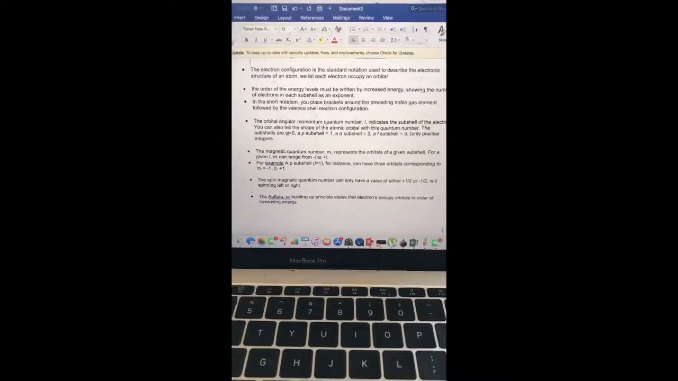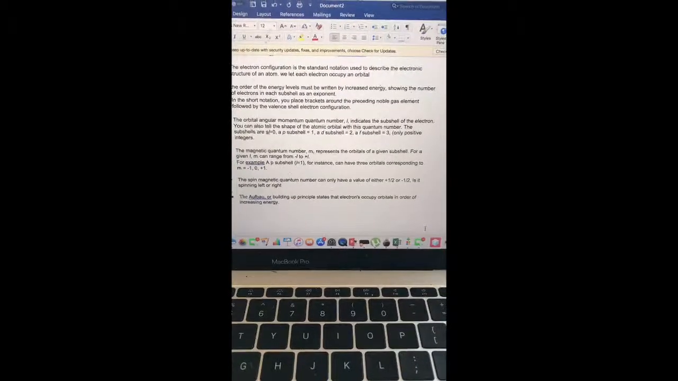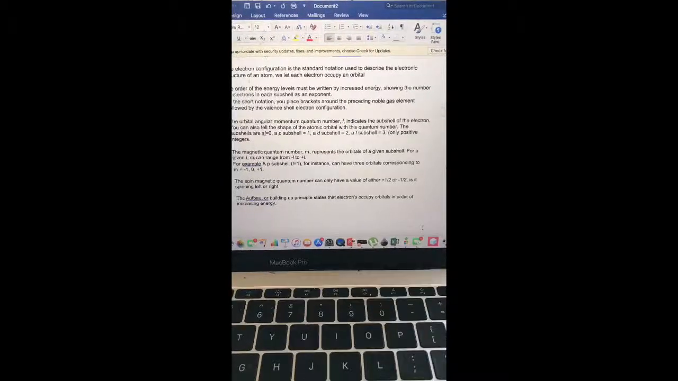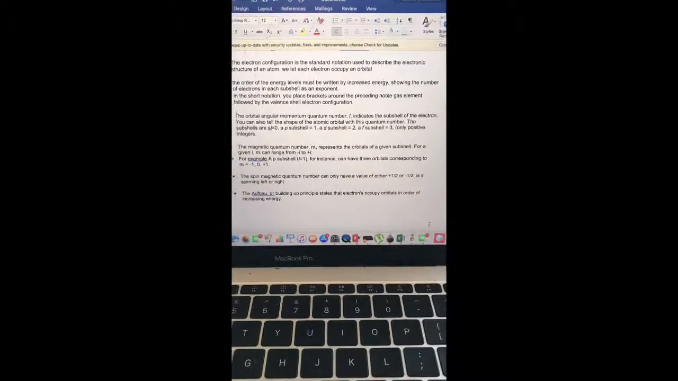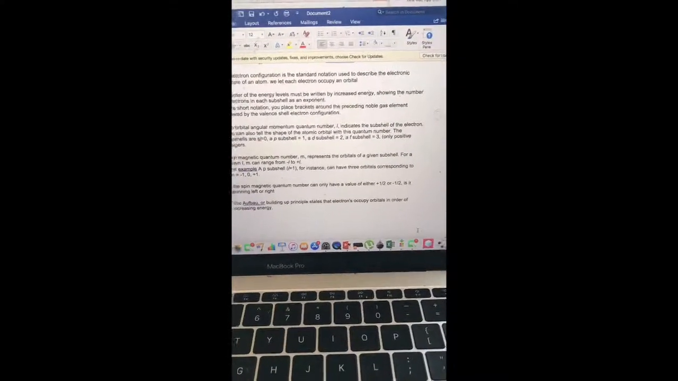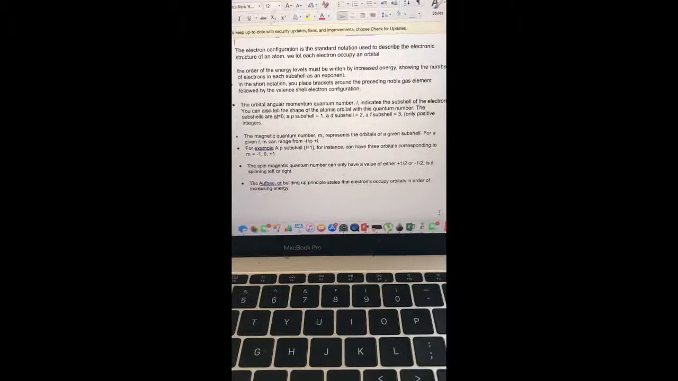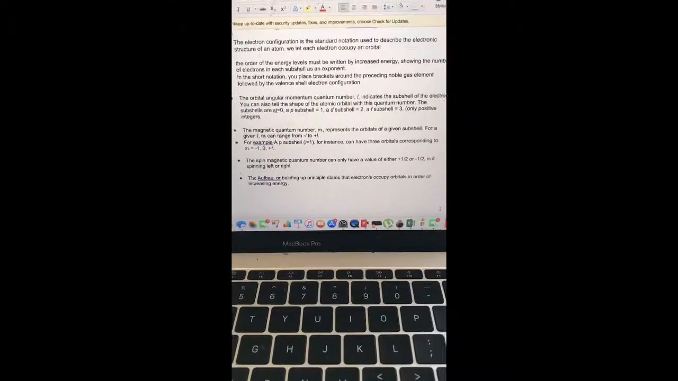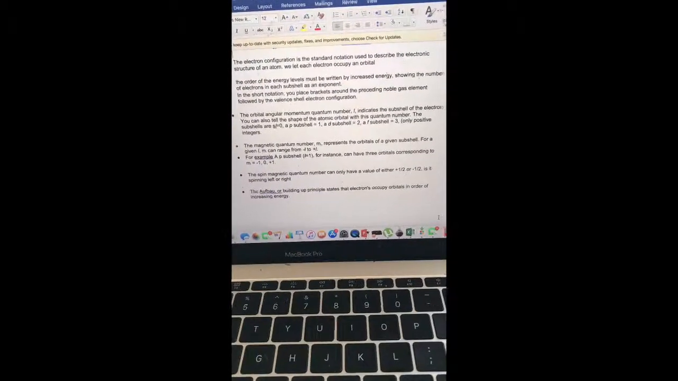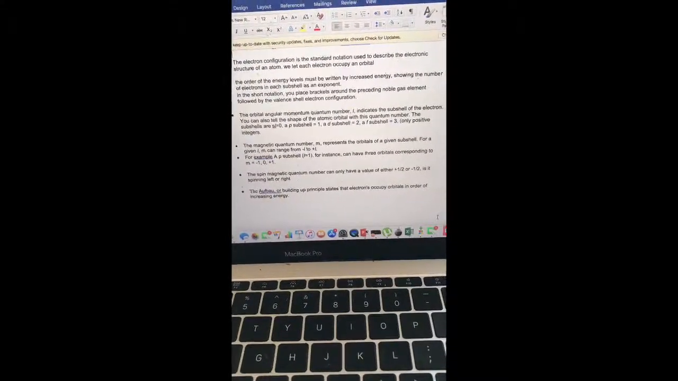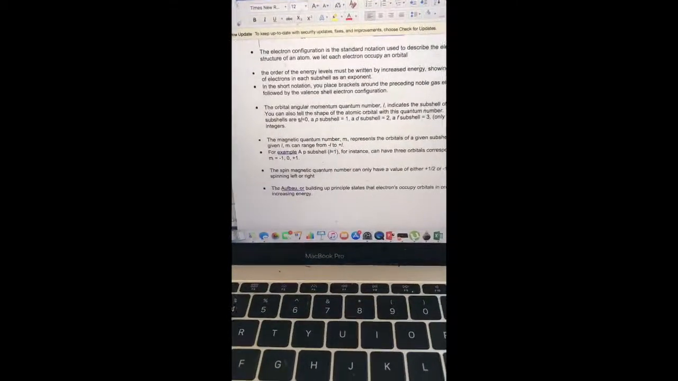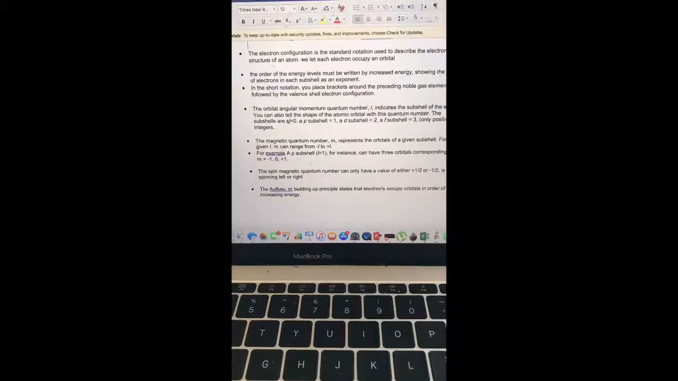The orbital angular momentum has a quantum number L, and that indicates the subshell of the electron. You can tell the shape of an atomic orbital from this quantum number. So the S subshell is L equals 0. The P subshell is L equals 1. The D subshell is L equals 2, and the F subshell is L equals 3. We're not really going to get past that.